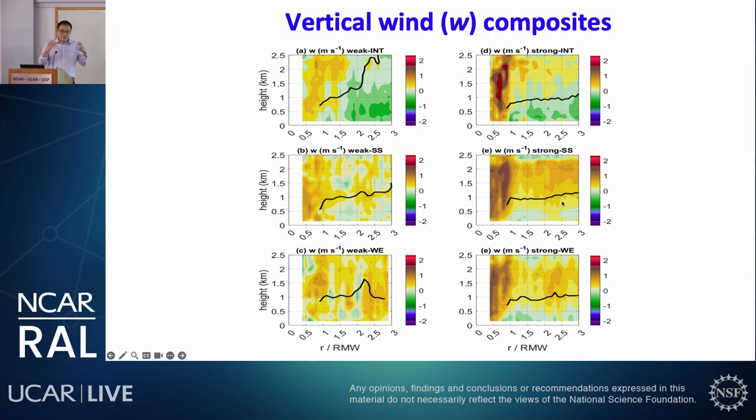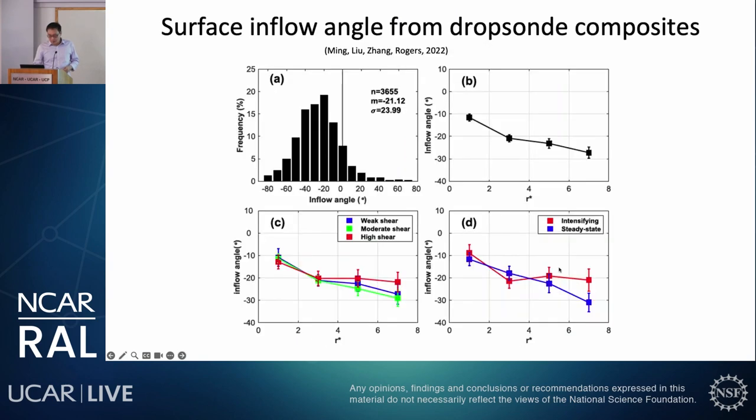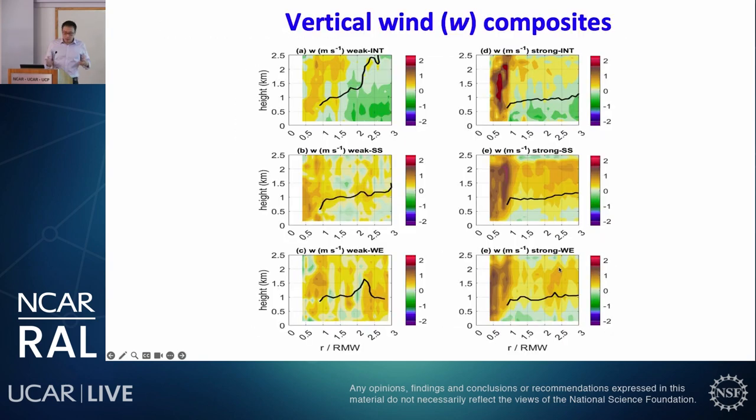Paul Reasor always claims he wants to use vertical motion to be more accurate. So there's more convection going on. That's also consistent with the radial flow composites, where you see there's more outflow. We suspect those are associated with rainbands or secondary eyewalls. So more convective activity outside in the outer core region is actually not good for hurricane intensification.